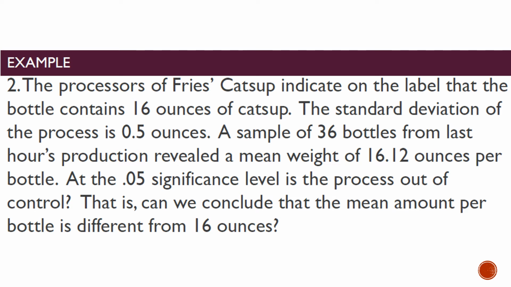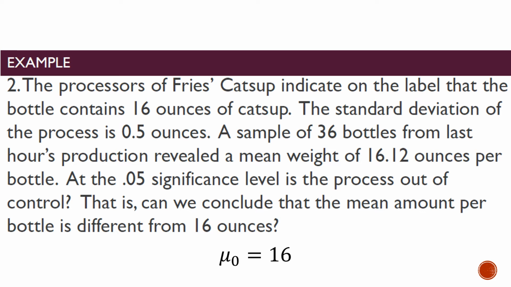So for our second example, the processors of Fries Ketchup indicate on the label that the bottle contains 16 ounces of ketchup. The standard deviation of the process is 0.5 ounces. A sample of 36 bottles from last hour's production revealed a mean weight of 16.12 ounces per bottle. At the 0.05 significance level, or 95% level of confidence, is the process out of control? That is, can we conclude that the mean amount per bottle is different from 16 ounces?